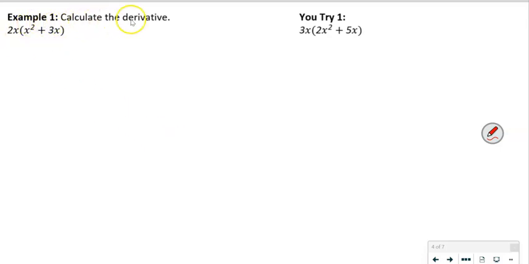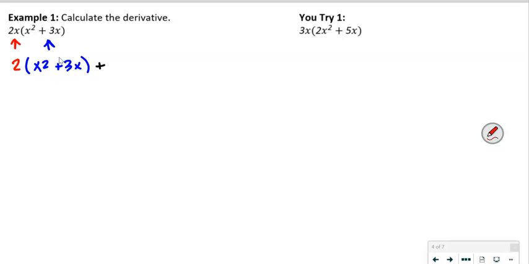So example 1 says calculate the derivative. Notice we have a 2x times an x squared plus 3x. Let me talk through this. We're going to say this is our first function, and this one over here is our second function. We take the derivative of the first function. What is the derivative of the 2x? That's just 2. We multiply that times our second function, which is x squared plus 3x. Then we add to that.